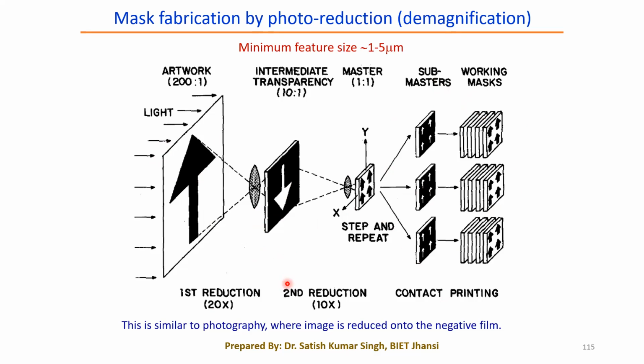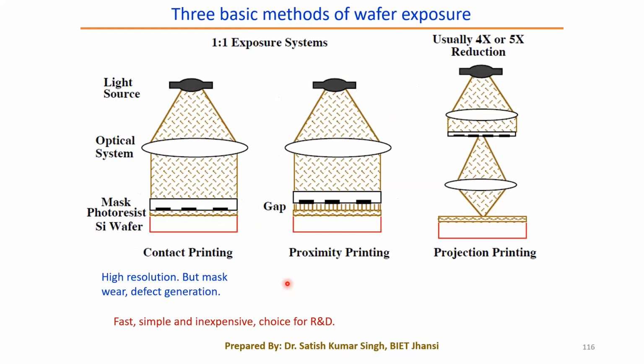Now we can look at three very important exposure mechanisms. When we already have a photo mask, the question comes: how will this photo mask be used for optical photolithography? If we want to expose our wafer in the photolithography system, what are the different possibilities by which we can expose our wafers?